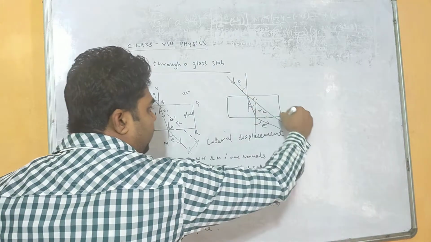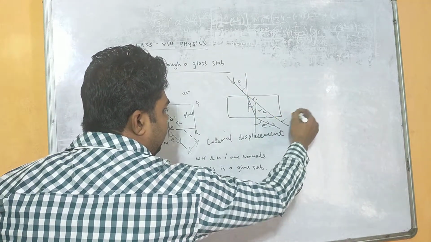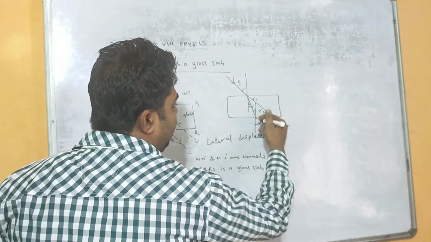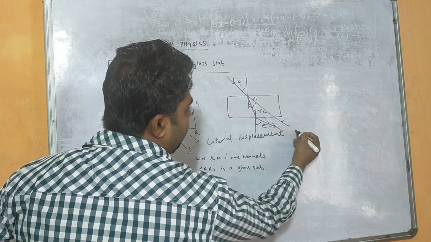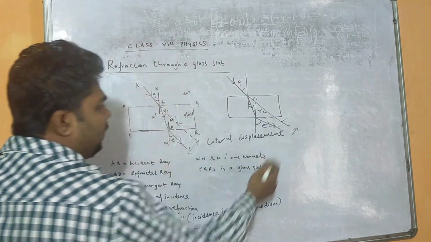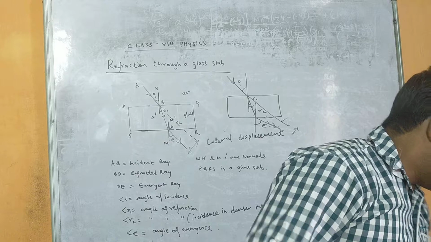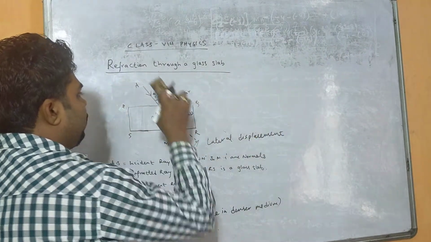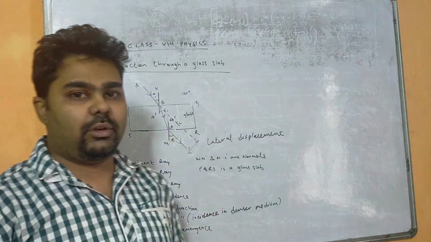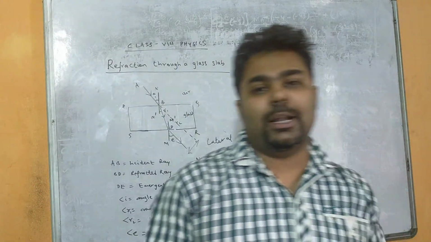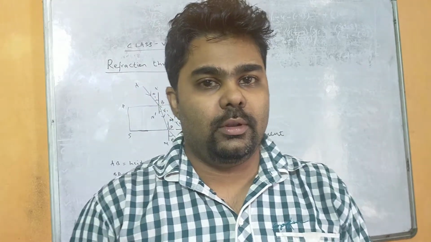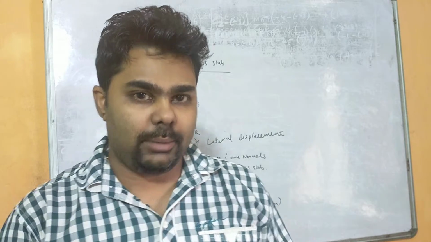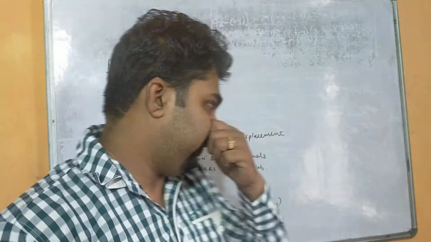Now if you produce the incident ray and the emergent ray, it has been seen that they are parallel to each other. Once they are parallel, this distance is called lateral displacement, right? So lateral displacement is the equidistance formed between the produced incident ray and the emergent ray. I repeat, what is lateral displacement? Lateral displacement is the equidistance between the produced incident ray and the emergent ray. The parallel equidistance here.